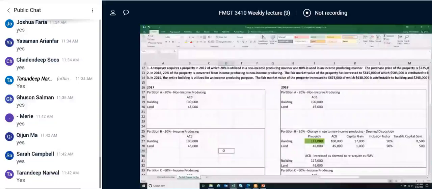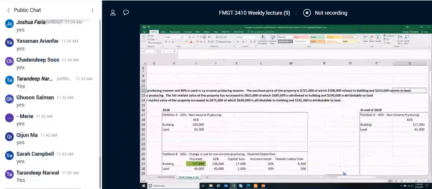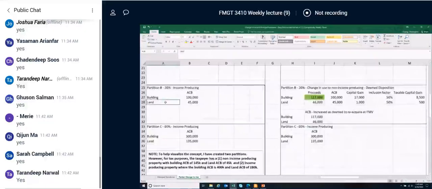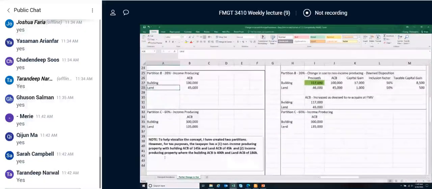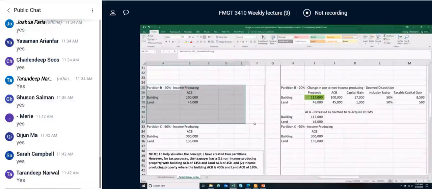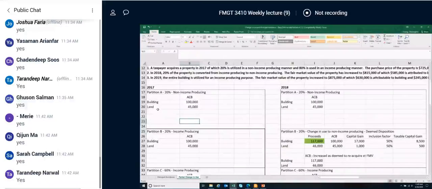So say, for example, we give you a question: 20% is non-income producing, 80% is income producing. And 20% in 2018 is going to be converted from income producing to non-income producing. So in this example, here's 80% income producing. And just to help visualize the concept, we've separated out this 20%, because this is the part that's going to go through change in use. This part is the non-income producing piece.